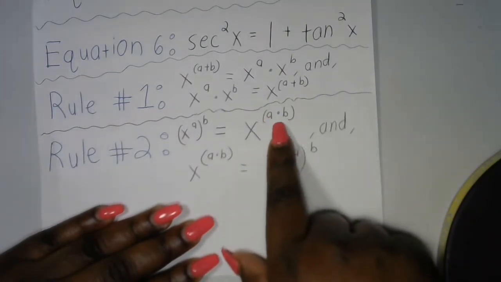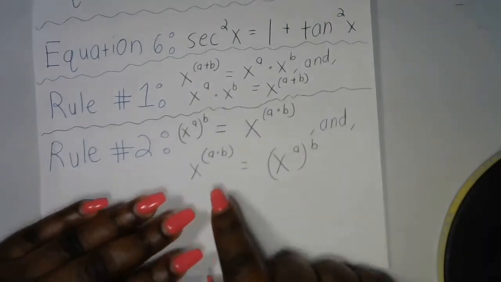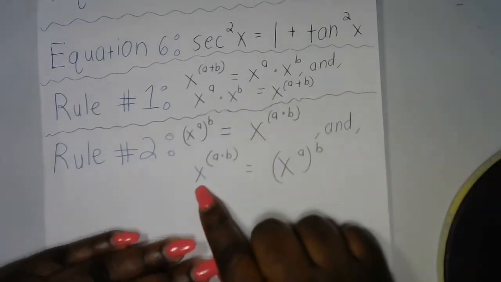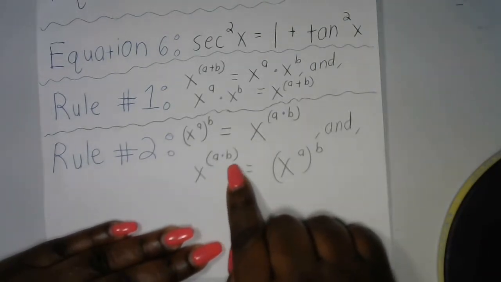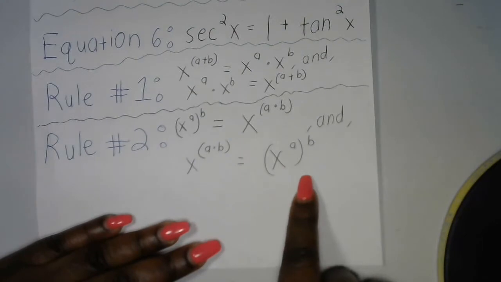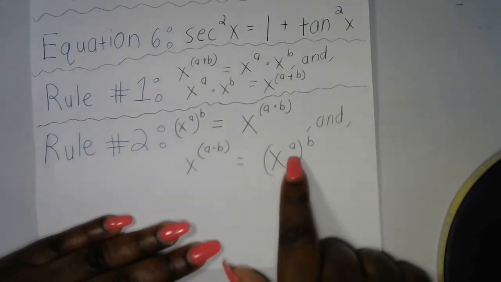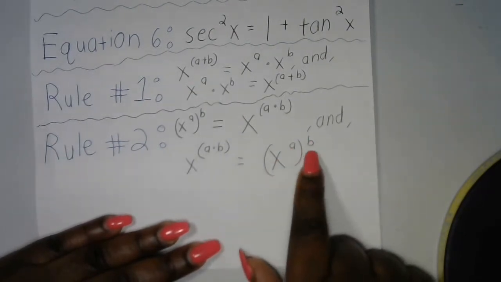The exponents are multiplied. And also to break it apart, x to the power of a times b, if the exponents are multiplied, you break it up like this: x to the power of a and this whole term to the power of b.